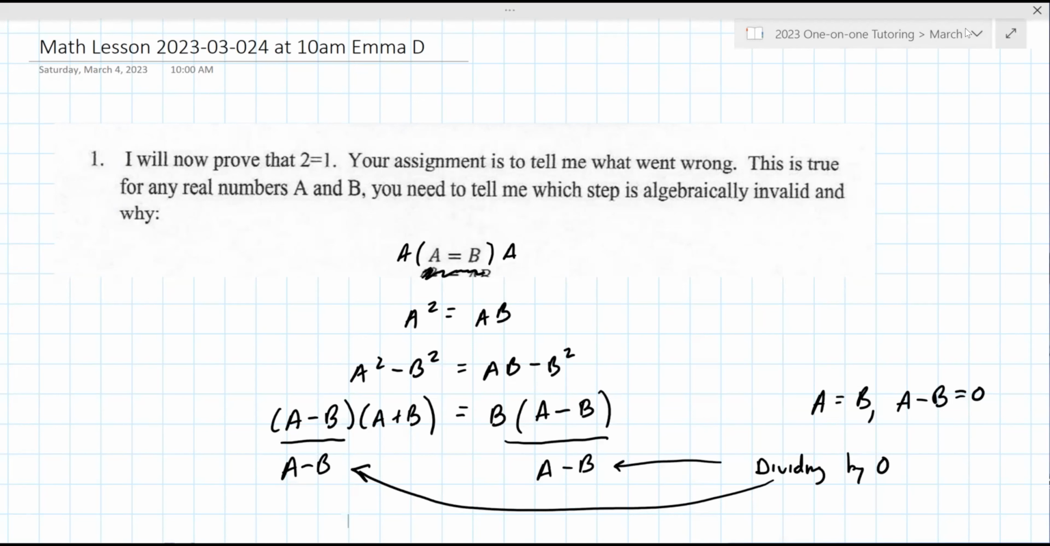And so that's why I have to say which one is invalid. Dividing by 0 is invalid. It's right there. Okay, makes sense.